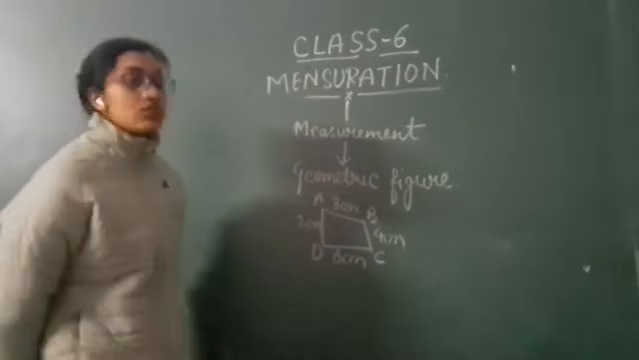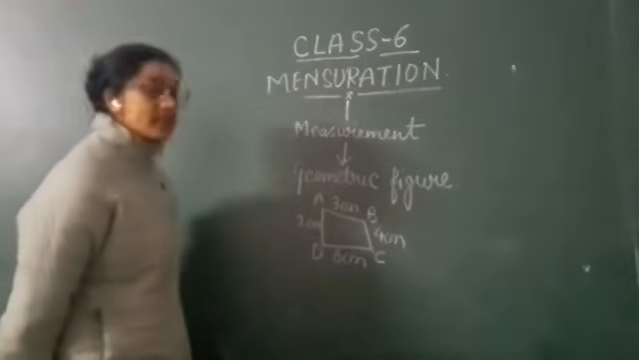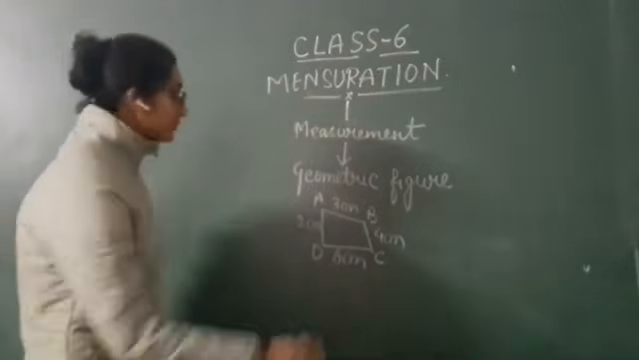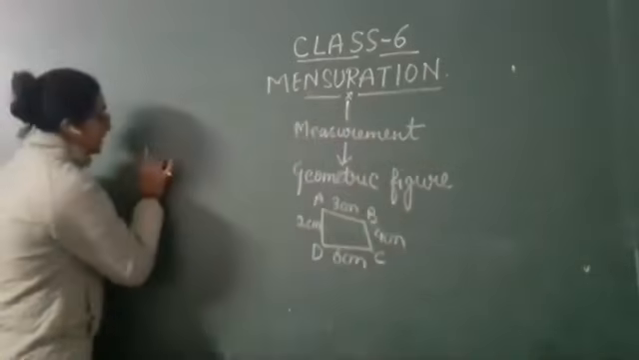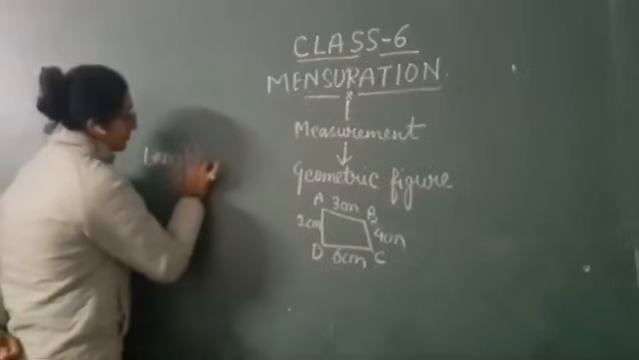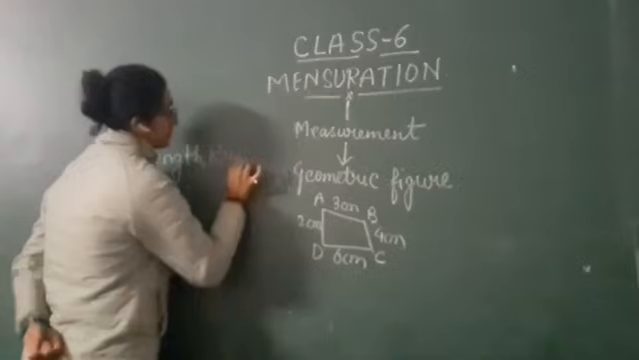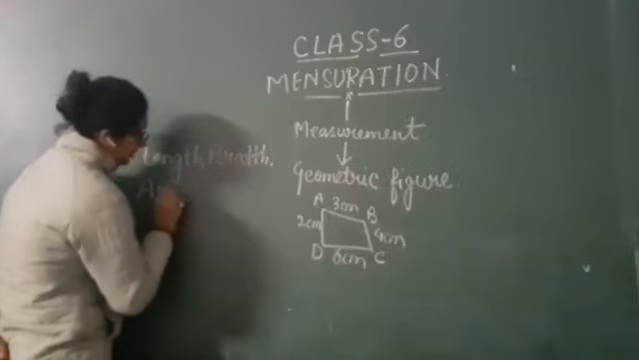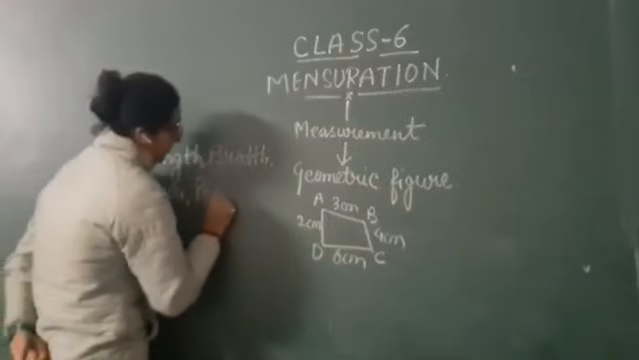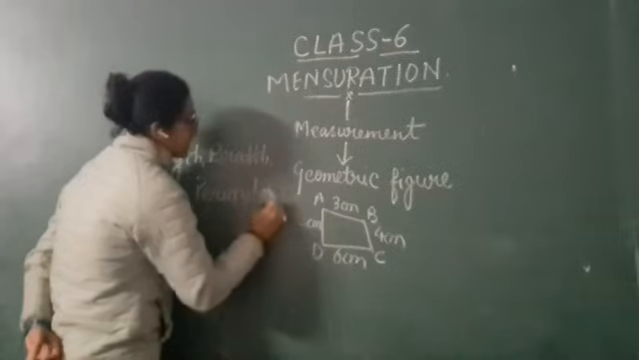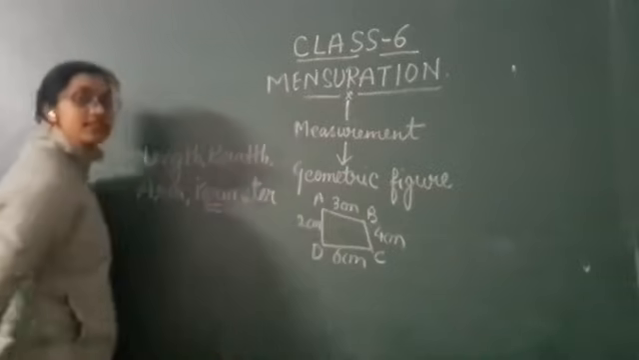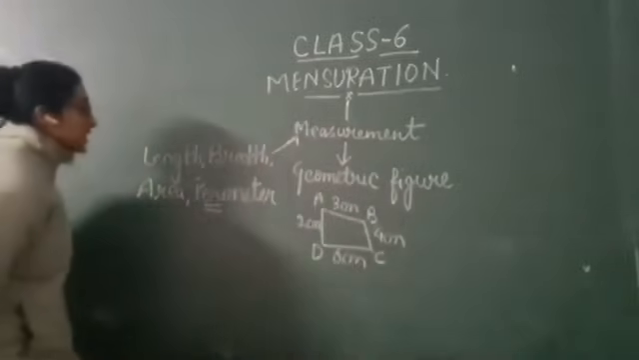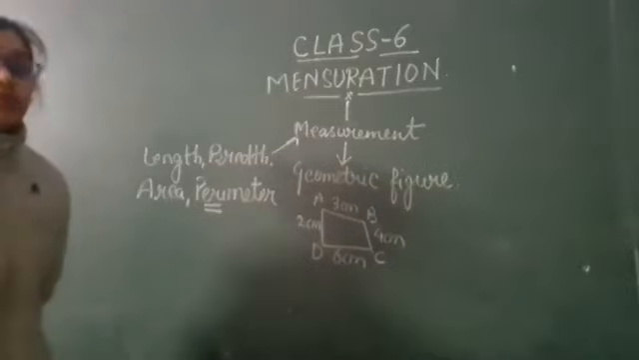So in mensuration, if we are studying measurement, some terms are also included. That is length, breadth, area, diameter. These are included in this measurement. Okay, getting my point? In this chapter, we have to study about the perimeter.